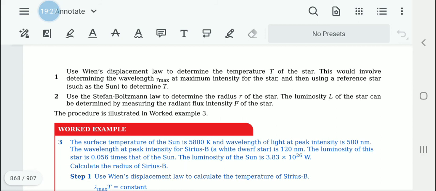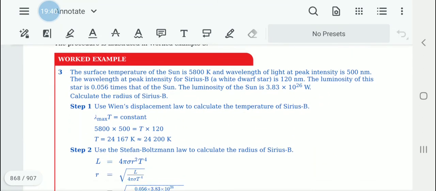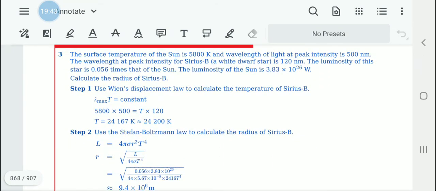Luminosity L of the star will be used as explained in the earlier session, where we use the radiance flux intensity. So now let's look at this worked example, then you will be able to understand it better. So the surface temperature of the sun is 5800 Kelvin, and the wavelength of light at peak intensity is 500 nanometers. The wavelength at peak intensity for Sirius B, a white dwarf star, is 120 nanometers. The luminosity of this star is 0.056 times that of the sun. Then the luminosity of the sun is 3.83 into 10 to the power 26 watts. Calculate the radius of the Sirius B.